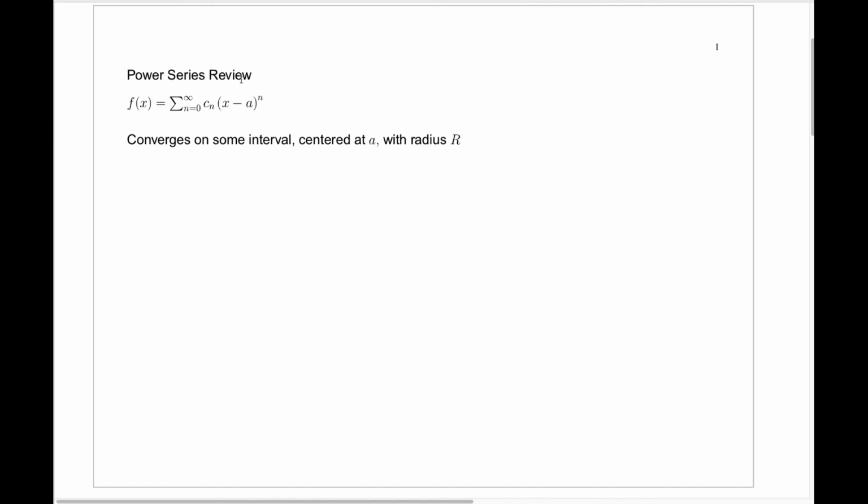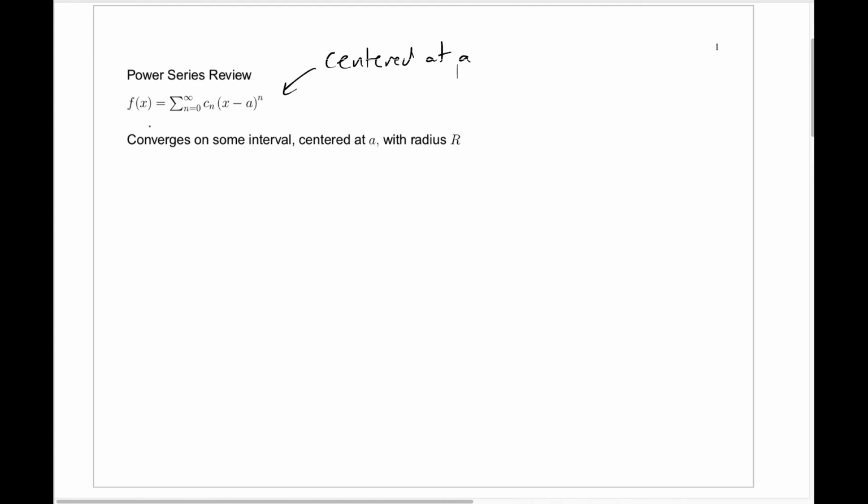Here's the basic idea. We start with the power series. This is a power series, we say, centered at a. So here, this number a will be called the center of the power series. And when we express a function as a power series, what we mean is that for each x, you plug that in here, you compute the value of the series, and that gives you the output f of x.